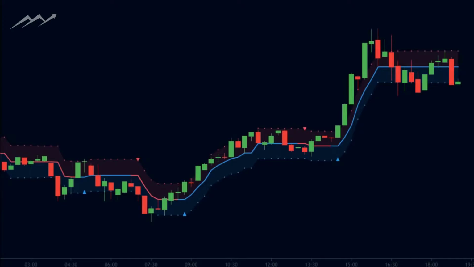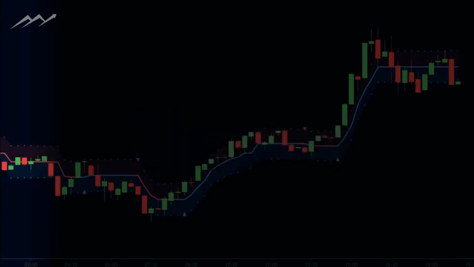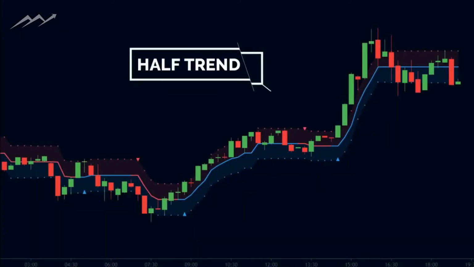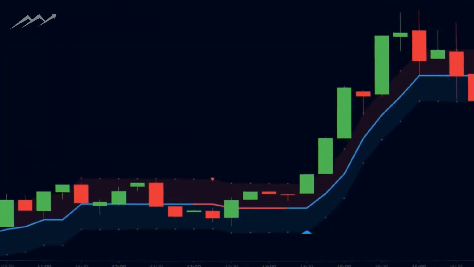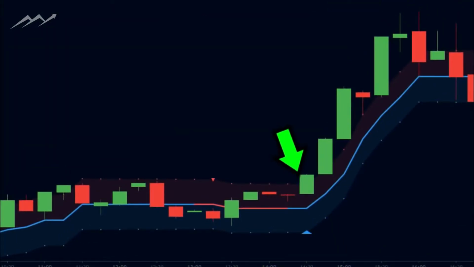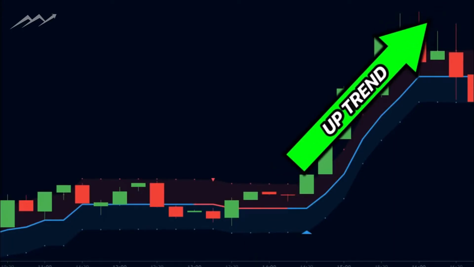On the indicator we can see that there are three lines. The central line is the actual half-trend indicator. The upper and the lower lines are nothing but two ATR bands that are placed above and below the indicator. When the price closes above the upper band for 2 to 3 candles, the central line will turn blue and a small blue arrow will appear below the half-trend. This indicates that the price is in a short-term uptrend.